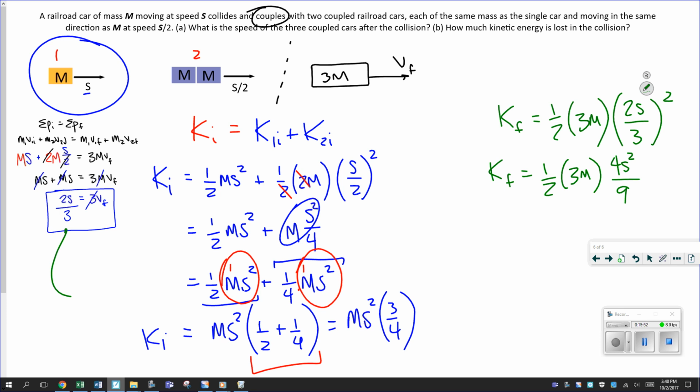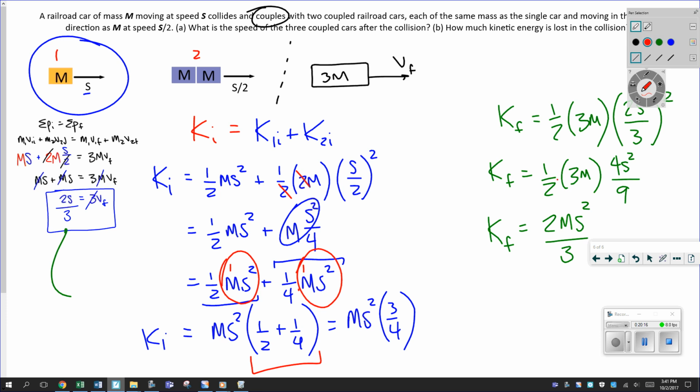Well, I can do the 2 and the 4 and the 3 and the 9 and change this to 2 m s squared over 3. That becomes a 2, that becomes a 3. So that one was actually kind of easy if you treat this as a system, knowing its final speed from the previous example. And then just be careful when you square that you square all parts of that speed.